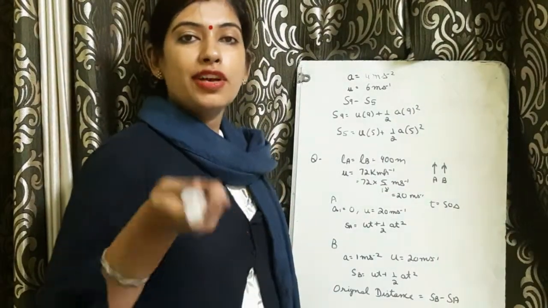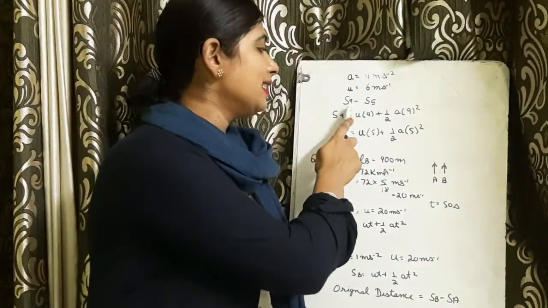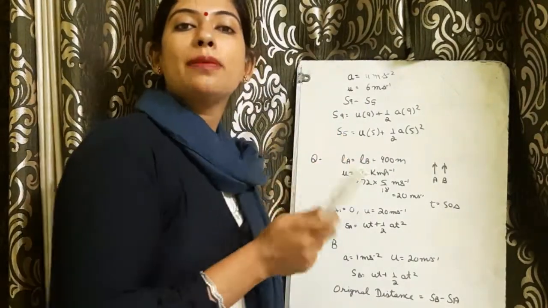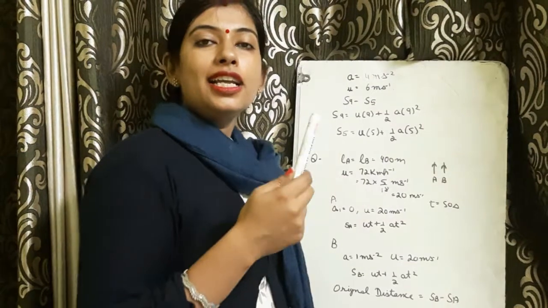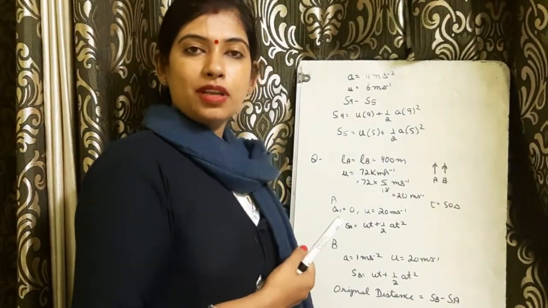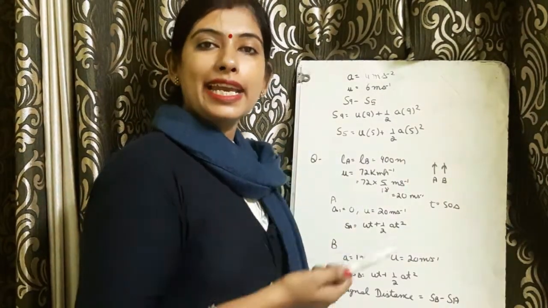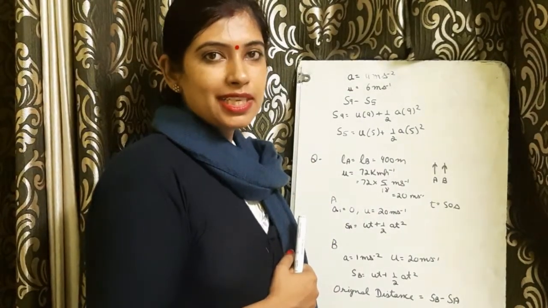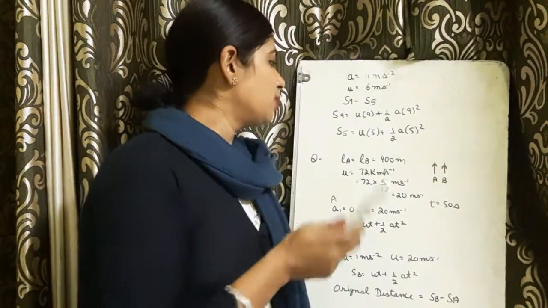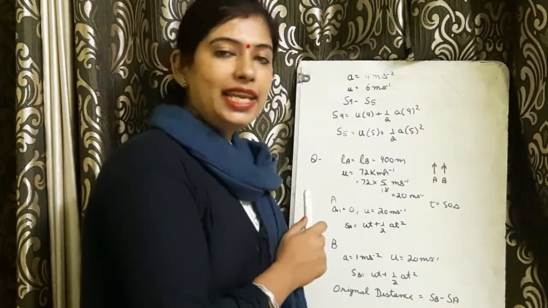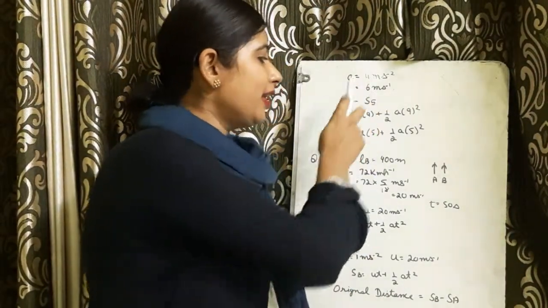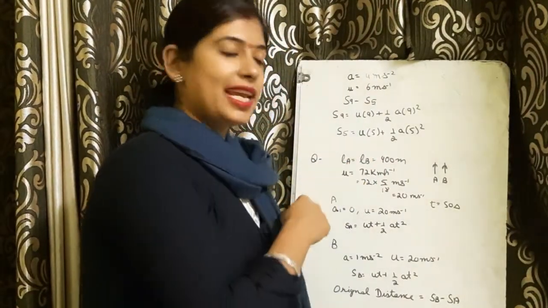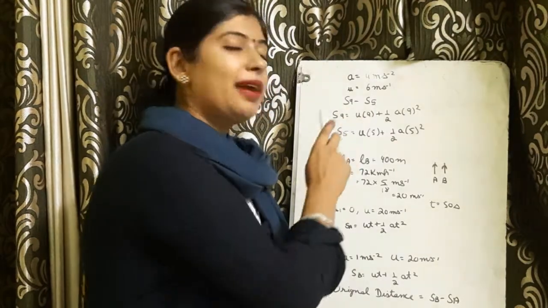For that, first of all you will find the value of S9, then you will find the value of S5 and then you will subtract these two values. And how will we find these two values? By using the second equation of motion, that is S is equal to ut plus half at square. At one time you will substitute the value of t as 9, and u and a are given here. Similarly, put the value of t as 5 in the second case and then subtract them and you will get the answer.